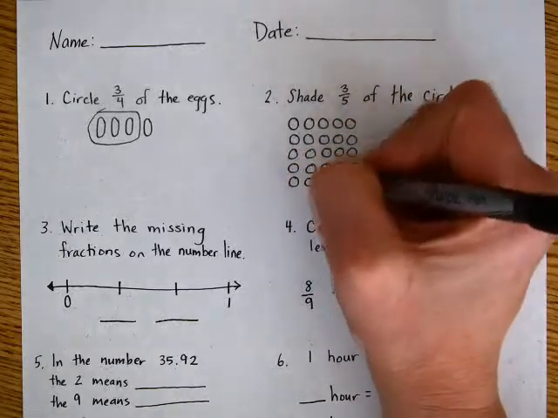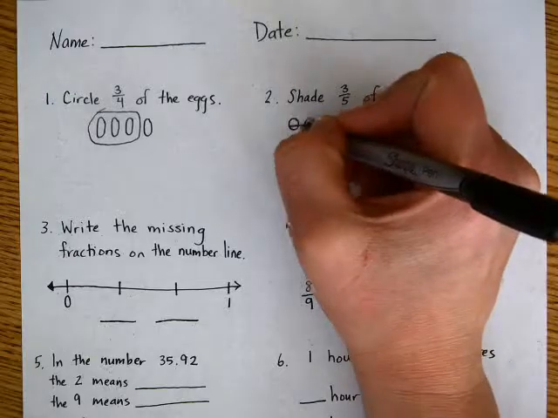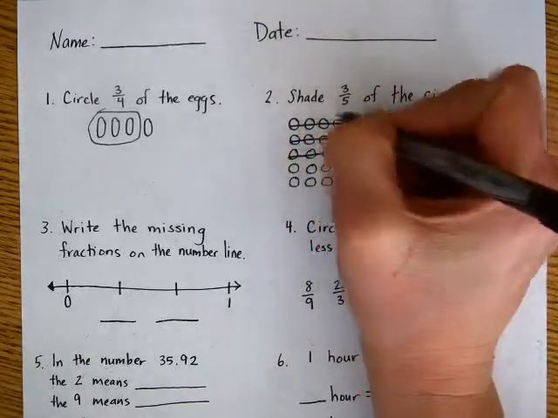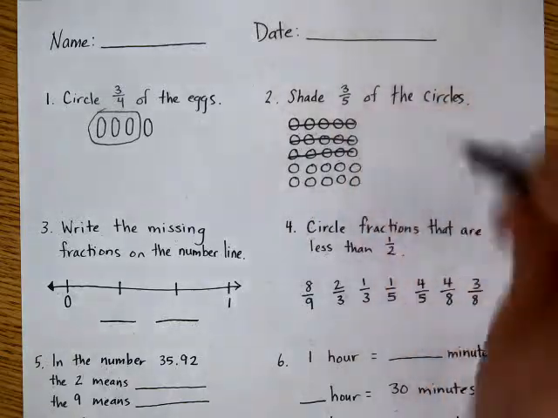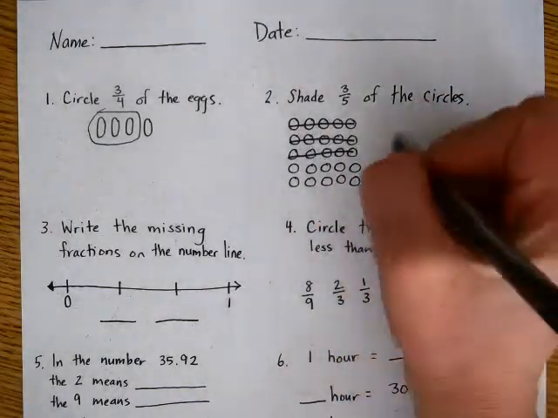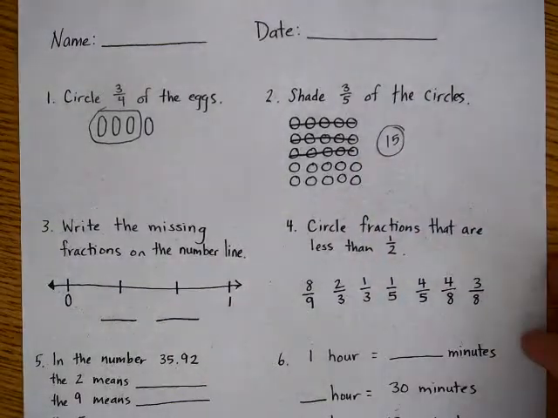Or we can say, well, I have to shade 3/5 of them. There are 5 rows, each with 5 in each row. So I can shade this row, and this row. And that's 3 rows out of 5 rows. Okay, that also works. So it doesn't matter which 15, as long as you shade 15.